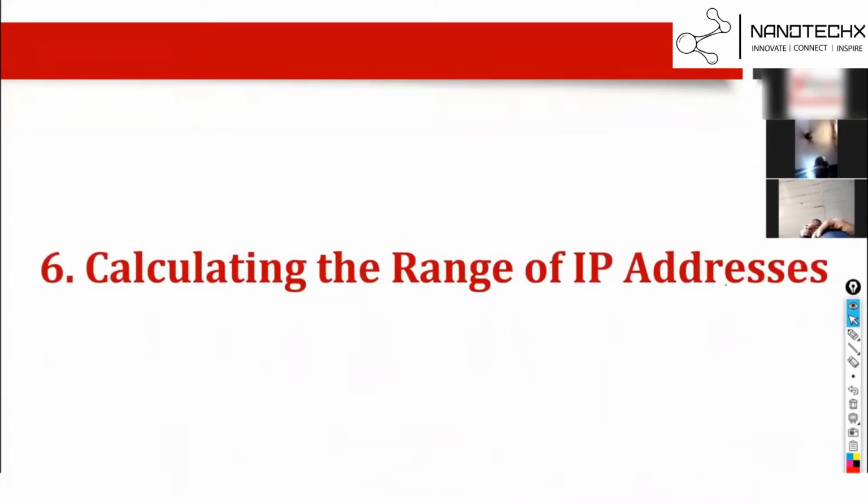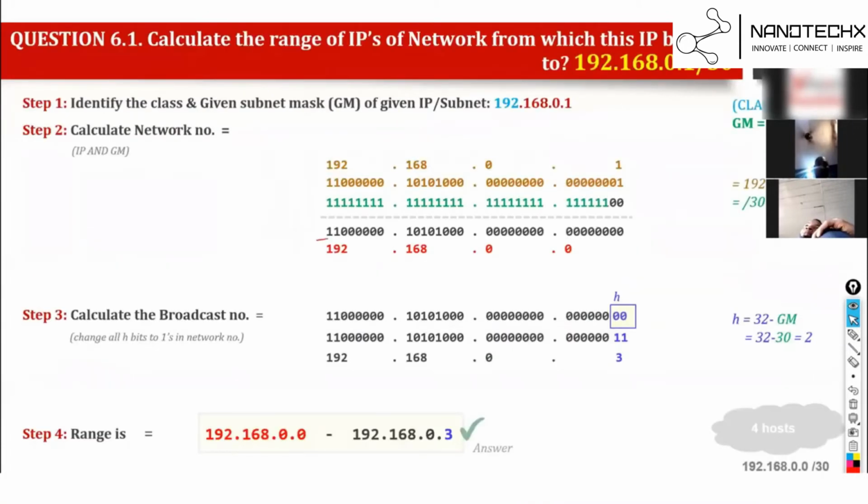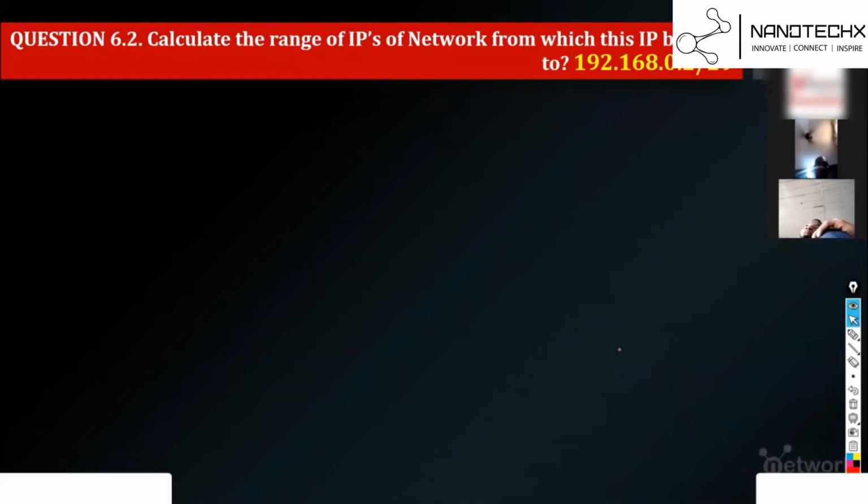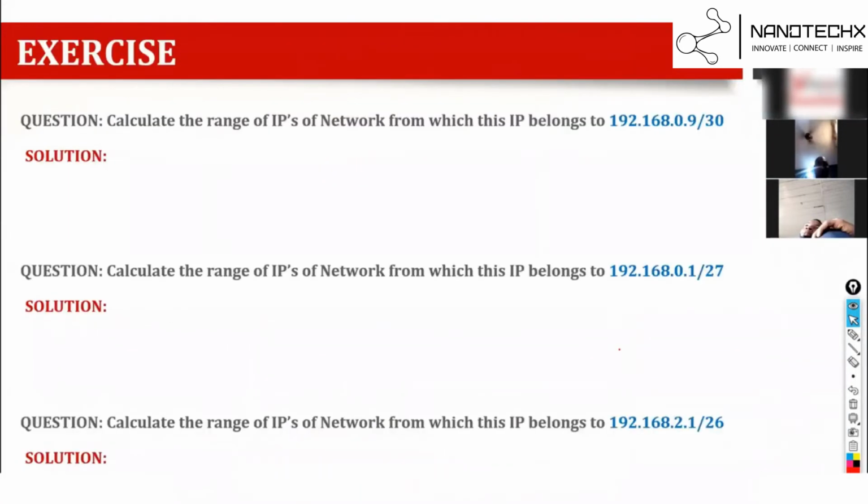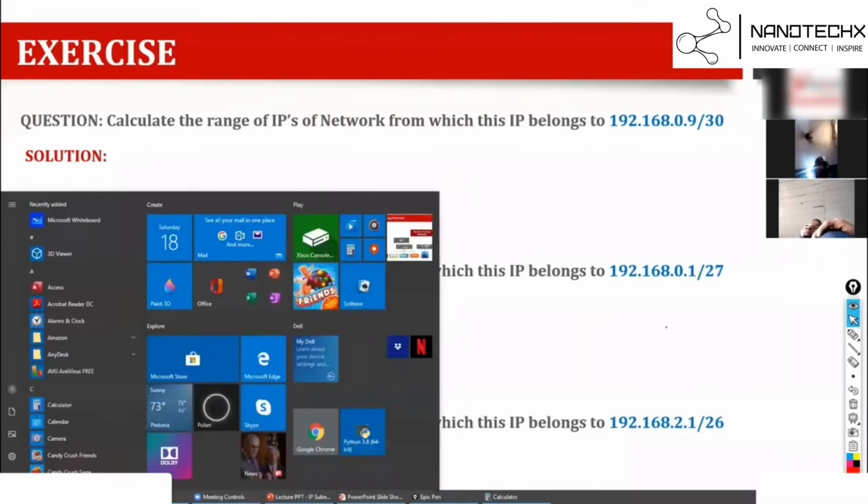And calculating the range of IP addresses as well, we have to calculate using the network number and the broadcast number. So we have to write our IP address and the subnet mask and perform an AND operation. Then change the host bits to 1s, which gives us the last IP address. So this is how we calculate the range. Also, you guys can use the calculator, which I just showed you.